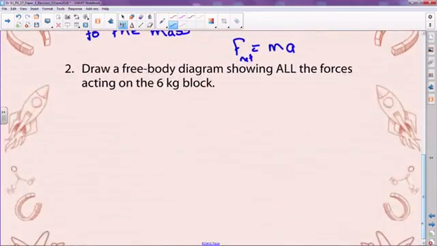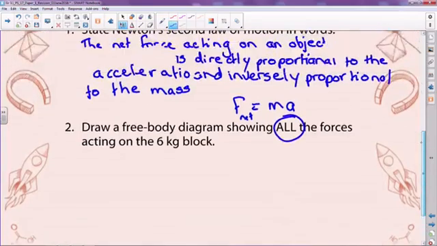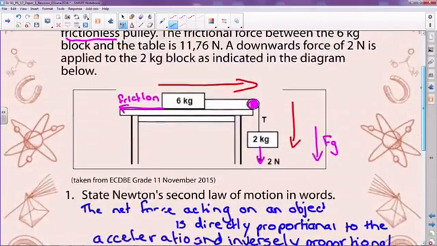Remember I said to you, pretty much guaranteed to get one of these. I want you to do a free body diagram showing all of the forces acting on the 6 kilogram block. It's this one. And I want you to do all the forces. You've got 1 minute starting now.